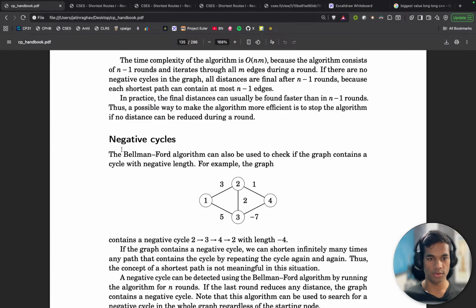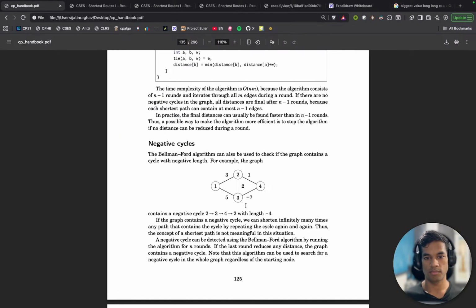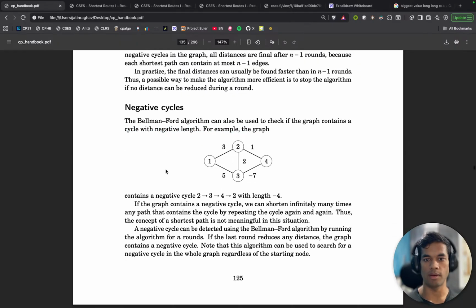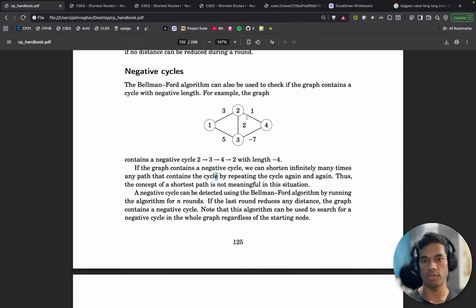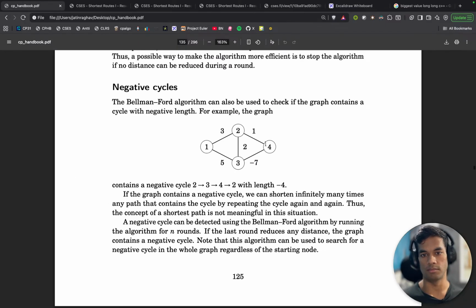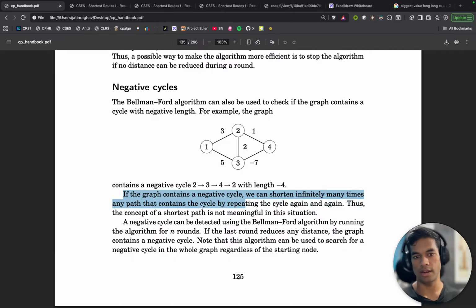Okay, now getting back to the main thing, negative cycles. The Bellman-Ford algorithm can also be used to check if the graph contains a cycle with negative length. For example, the graph contains a negative cycle, which is: go from 2, go to 4, then go to 3, then go to 2 again. That is a cycle. And the cycle is negative because we have two positive numbers which add up to 3 and one negative number which makes the total minus 4. If the graph contains a negative cycle, we can shorten infinitely many times any path that contains the cycle by repeating the cycle again and again. Thus, the concept of a shortest path is not meaningful in this situation.